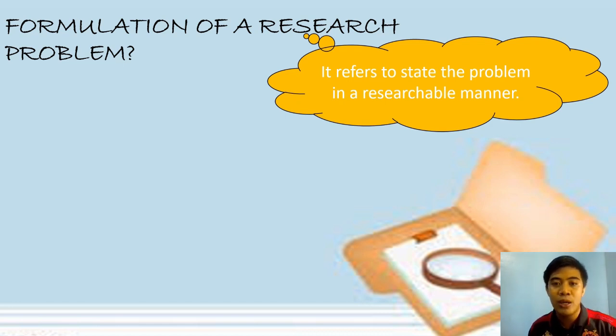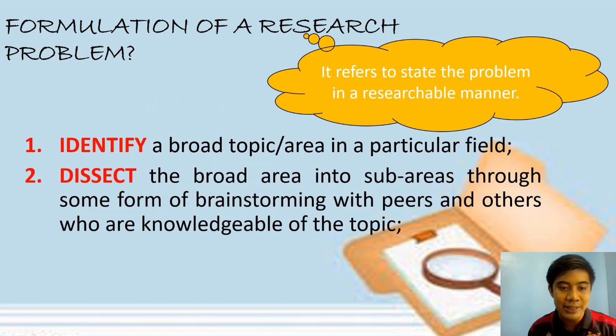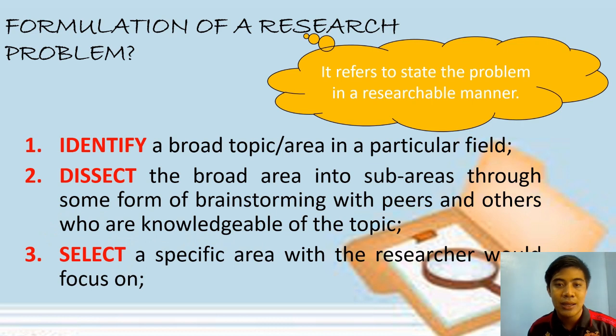So, how do we formulate now our research problems? These are some of the steps that you can make. We have to identify, dissect, and select. So identify a broad topic area in a particular field. Say for example, we have criminal justice.